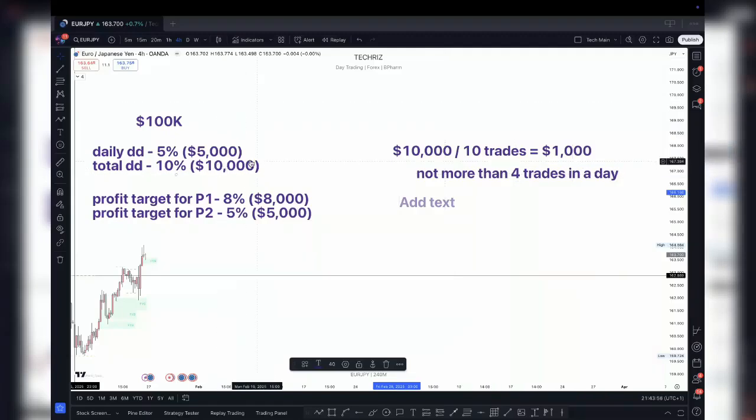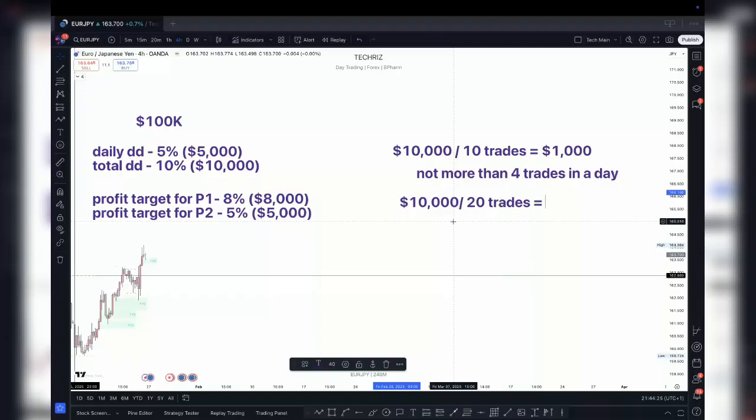of the total account, which is 100K. 1% of 100K is 1K. But now if you want to take the more slow and sustained approach, you're going to be dividing by 20 trades. That's what I recommend beginners start with until you get the hang of it.